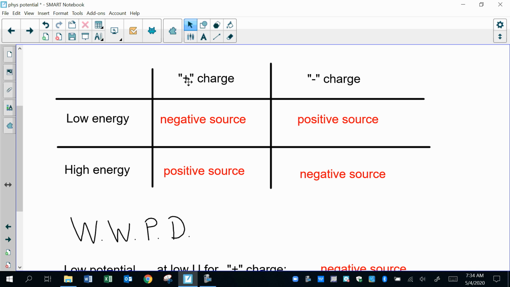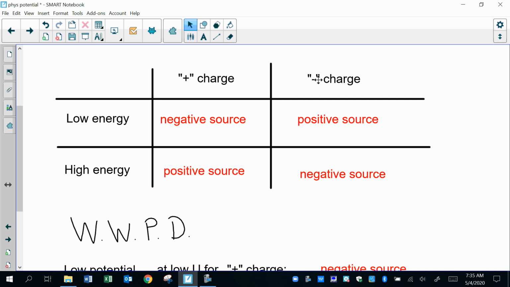It's why my tennis ball always falls to the floor instead of moving up to the ceiling. It falls to where it has lower potential energy. Yes, that energy might turn into kinetic, but it always naturally moves with a field to low energy. Where would a positive go? A positive would go to a negative, which means a negative source is low energy for a positive charge.